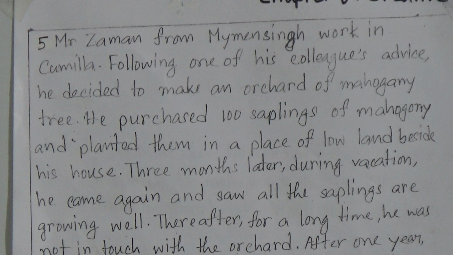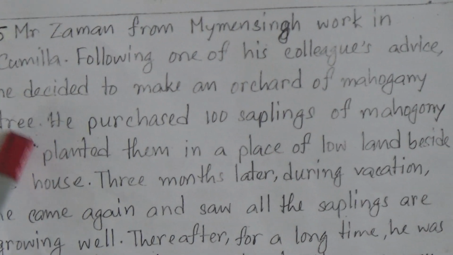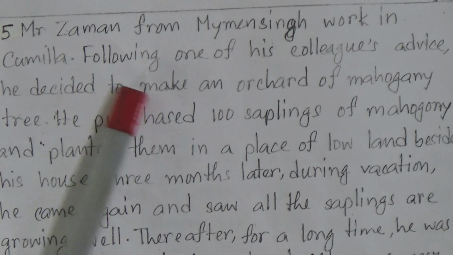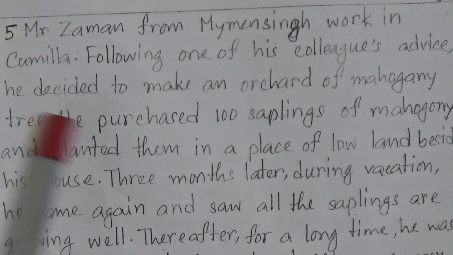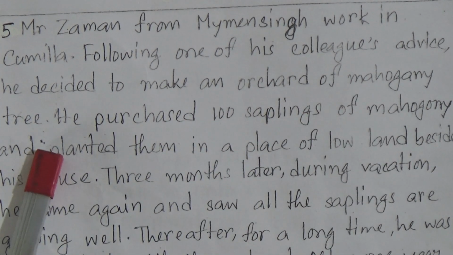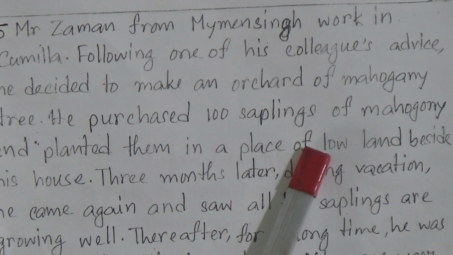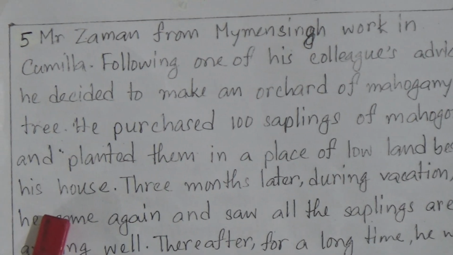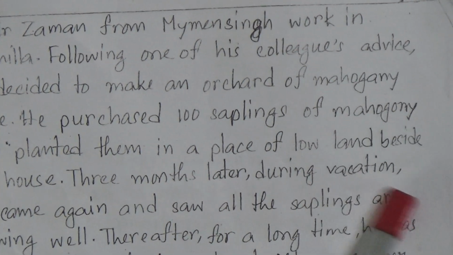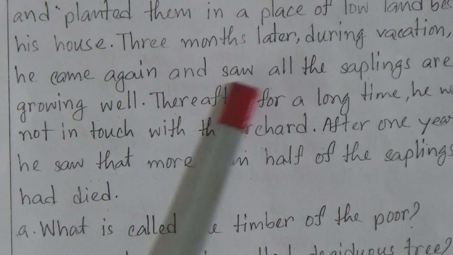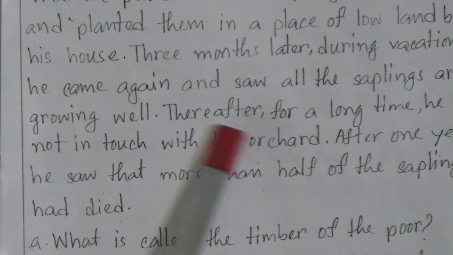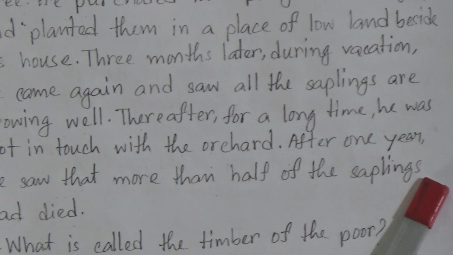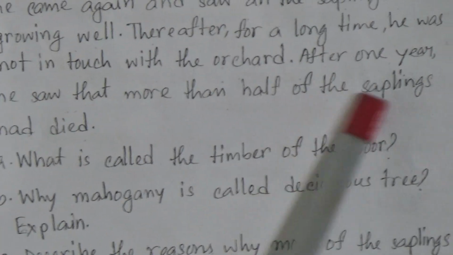And this is the stem of 5. Let's read. Mr. Jaman from Mamising worked in Kumilla. Following one of his colleagues' advice, he decided to make an orchard of mahogany tree. He purchased 100 saplings of mahogany and planted them in a place of low land beside his house. 3 months later, during vacation, he came again and saw all the saplings are growing well. Thereafter, for a long time, he was not in touch with the orchard. After 1 year, he saw that more than half of the saplings had died.